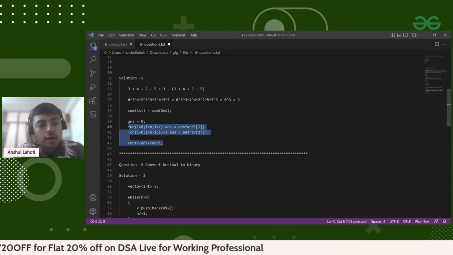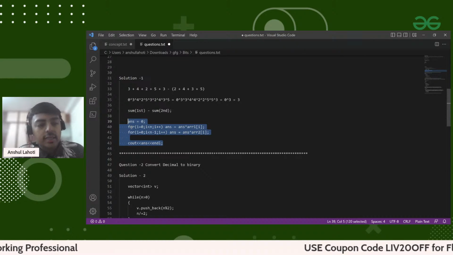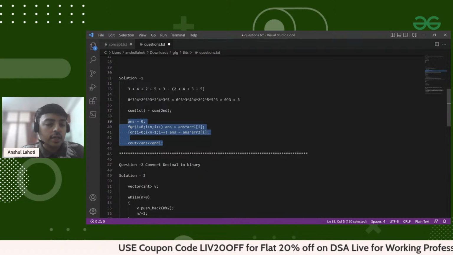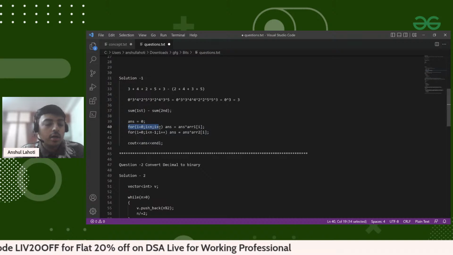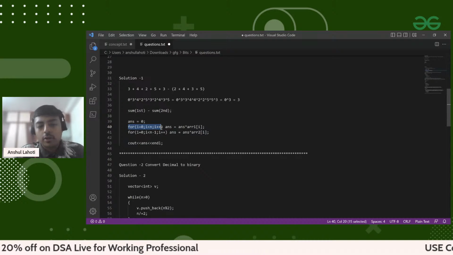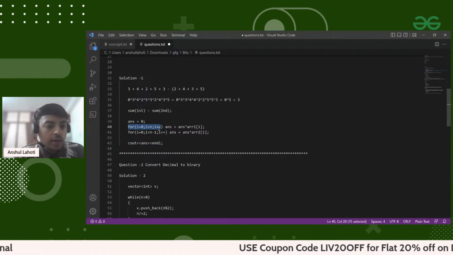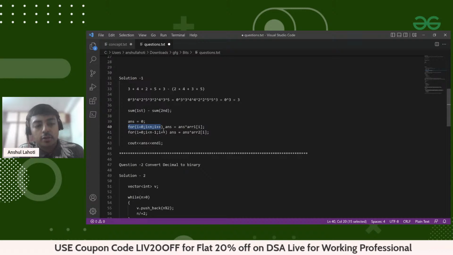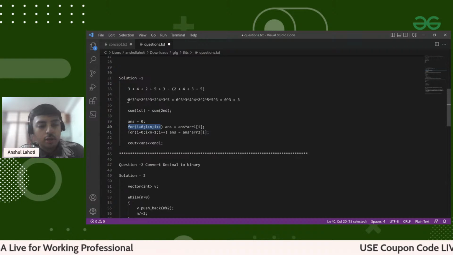There is no change in the time complexity. Since we are traversing the whole array from 1 to n, it's O of n. So there is no change in time complexity, but this is another way to solve the question, showing how to use the XOR operator. I want to give you the basic understanding of how you can use the XOR operators.